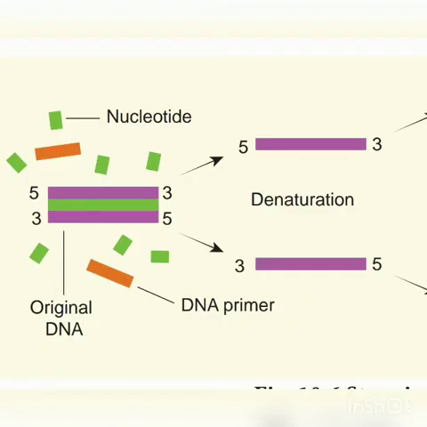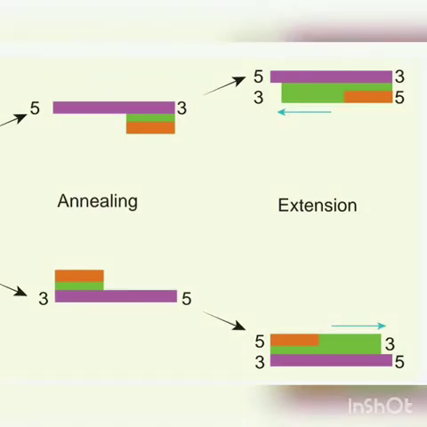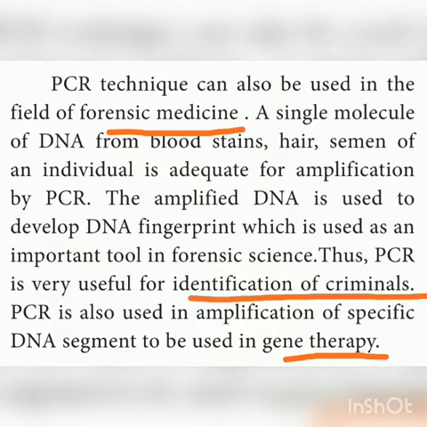A single nucleotide of DNA from the blood stains, hair, or semen of an individual is enough for amplification by PCR. The amplified DNA is used to develop a DNA fingerprint, which is an important tool in forensic science. Thus, PCR is very useful for identification of criminals. PCR is also used in amplification of a specific DNA segment to be used in gene therapy. So these applications of PCR are very important. Just 4 points: for evolution, for forensic medicine, to identify the criminals, and also for gene therapy. So you have to write it in points.